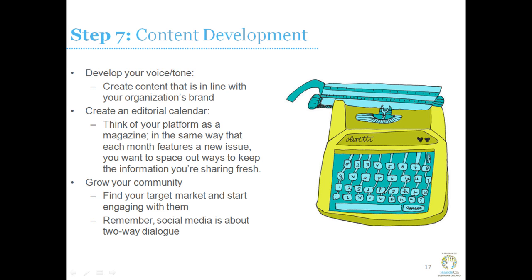The next step is to create an editorial calendar. Think of your platform as a magazine. In the same way that each month features a new issue, you want to space out ways to keep the information you're sharing fresh. So, for example, if your organization offers tutoring throughout the academic year, an annual benefit every July, and a golf outing fundraiser every August, consider creating content to complement these milestones. You could start recruiting for volunteers in July for a September start date and begin rallying attendance and fundraising for your summer events 4 to 6 weeks in advance. You should always have this planned out ahead of time.